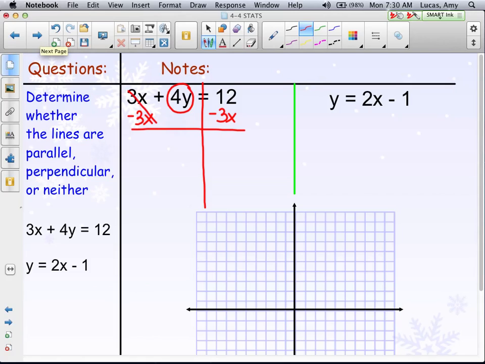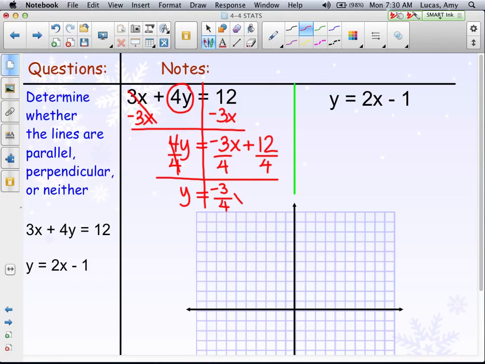So subtracting the 3x leaves me with 4y equals, and it's really important that I put these in slope-intercept order. So my negative 3x needs to be before my positive 12. Then I divide everything by 4, and I simplify. My slope is a beautiful fraction, so I'm leaving that alone.